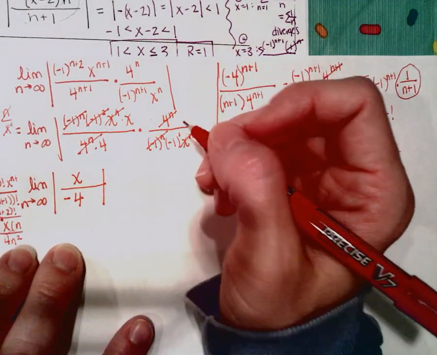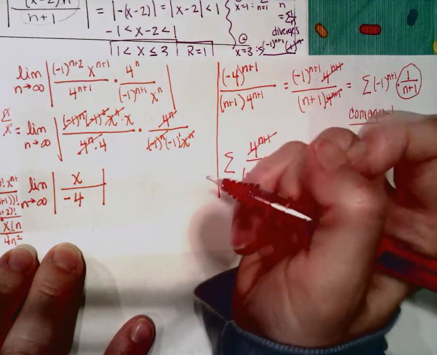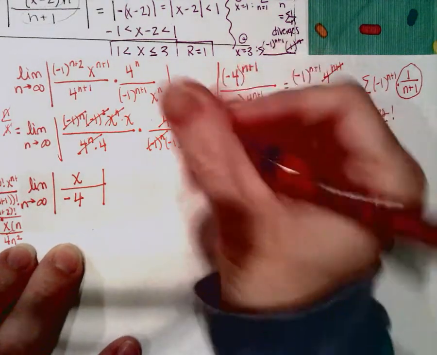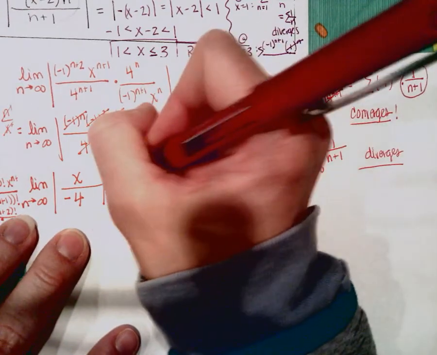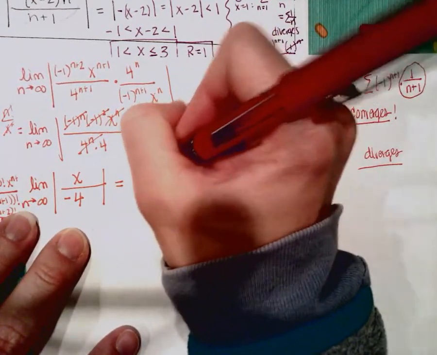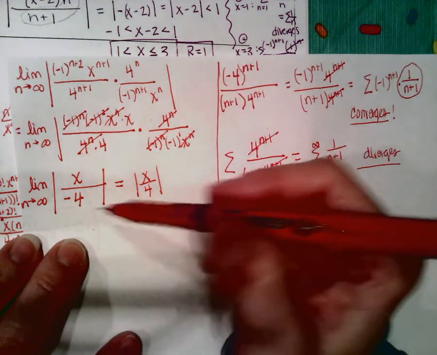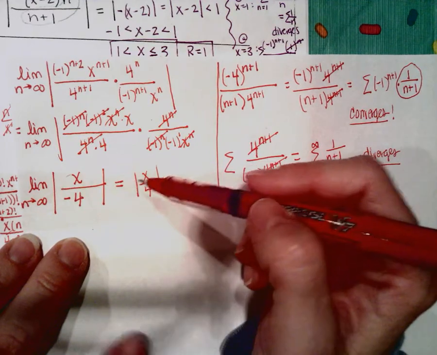All right. So the absolute value of -x over 4. So the limit as n goes to infinity, there is no n. So this is just going to equal the absolute value of x over 4. I'm going to get rid of the negative just because since we're taking the absolute value and this whole thing is negative, it would end up becoming positive. So it's not necessary to leave that there.